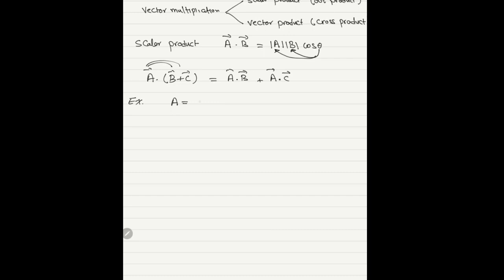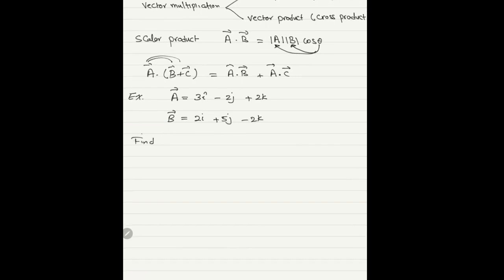Example. A equals 3i minus 2j plus 2k. B as a vector equals 2i plus 5j minus 2k. Find A dot B. To find A dot B, again, when you multiply two vectors this way, the answer is a scalar quantity. So we need to find i dot i, i dot j, i dot k, j dot i, j dot j, j dot k, k dot i, k dot j, k dot k.